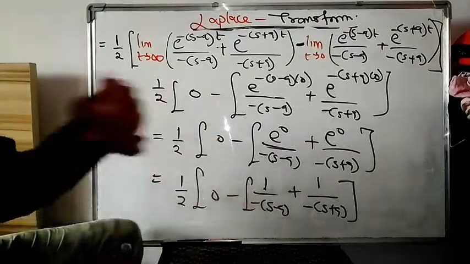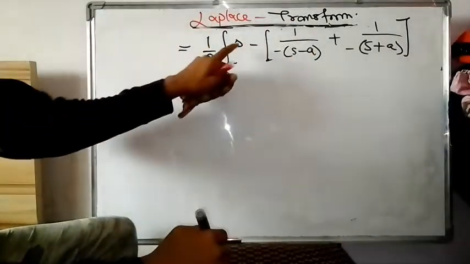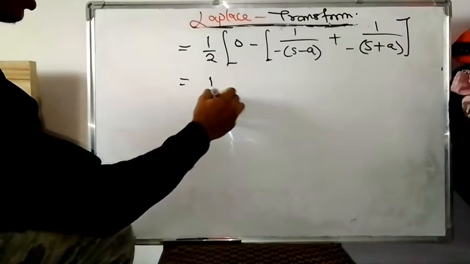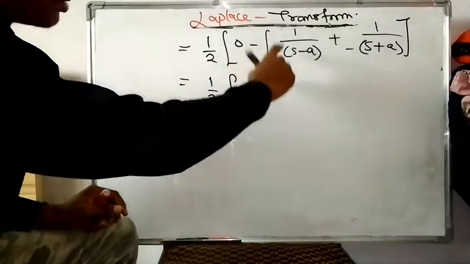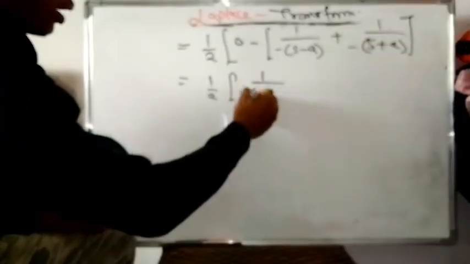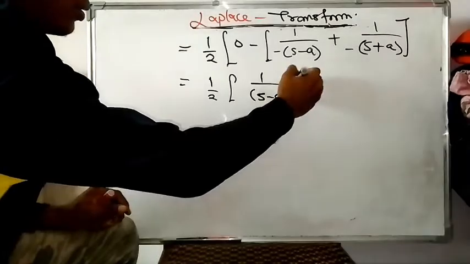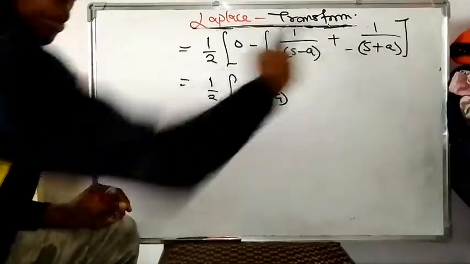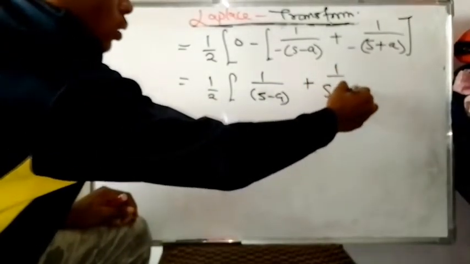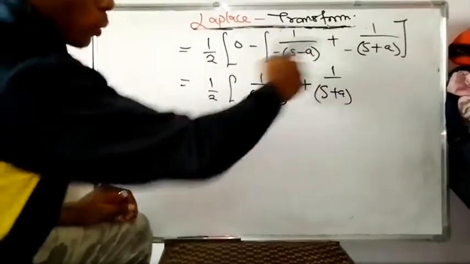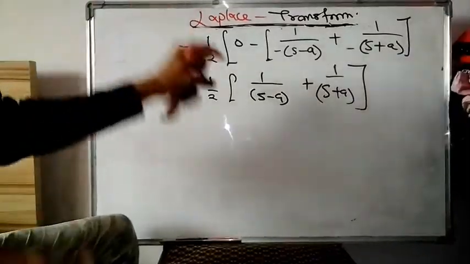So now if I multiply through by minus sign, what will I have? Continuing from where we stopped, multiplying through by minus sign we'll be having 1 over 2, open bracket, minus times this, minus times minus is plus, right? So we'll be having 1 over s minus a, minus times this is plus, but minus times this is minus, and minus times minus is plus. So we'll be having plus 1 divided by s plus a. So we're having this, right? Before multiplying by 1 over 2.